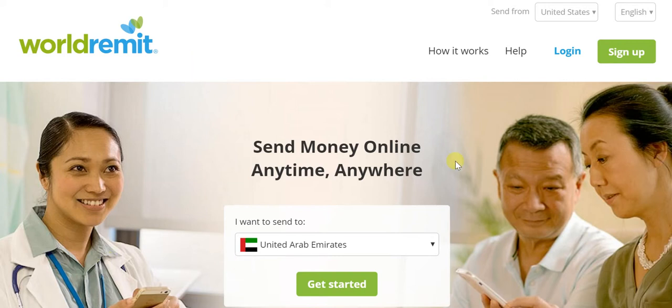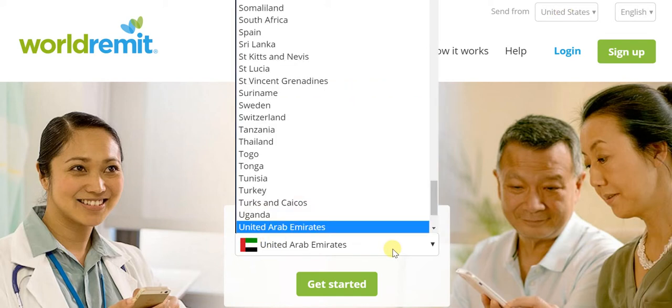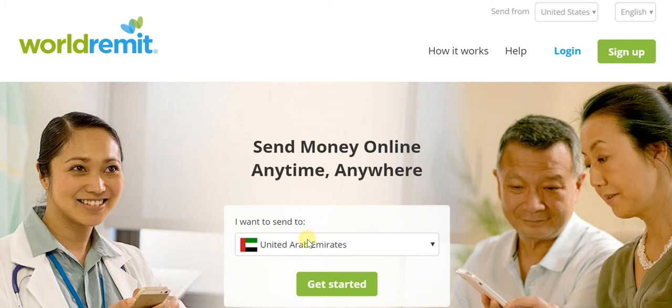The first step for you would be to choose United States in the country to send from, which I've already chosen. The second step would be to choose UAE or United Arab Emirates in the list of countries to send to. With that done, let's get started.